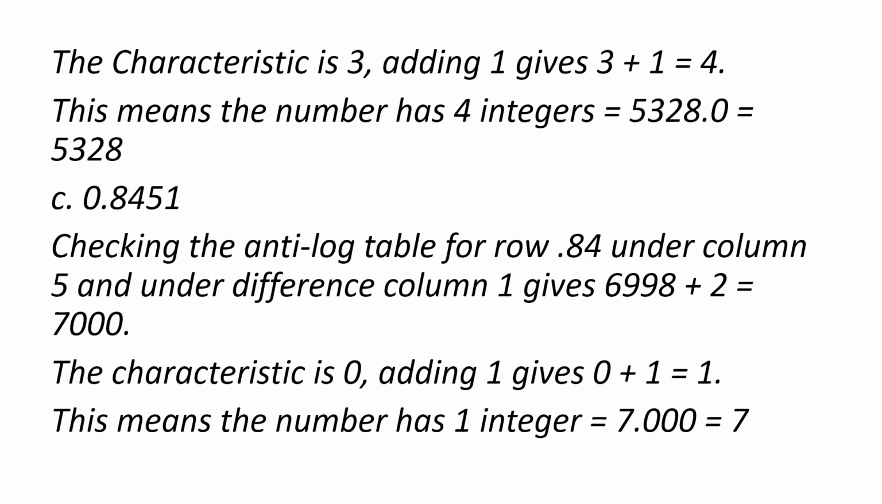C. 0.8451. Checking the antilog table, for row 0.84 under column 5 and under difference, column 1 gives 6998 plus 2 equals 7000. The characteristic is 0, adding 1 gives 0 plus 1 is equal to 1. This means the number has 1 integer equals 7.000 equals 7.